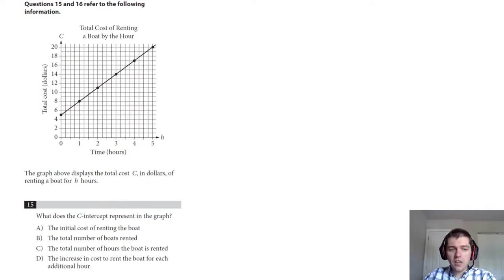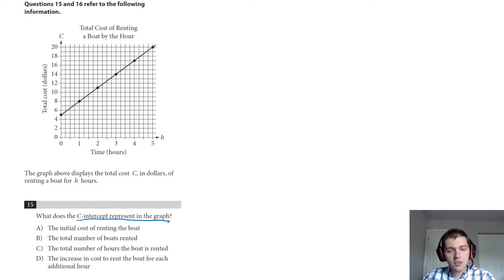Okay, question 15. They give you a graph, but always jump to the question first. What are they asking for? What does the c-intercept represent in the graph? And they give you a list of options. And you can sort of look at intercept is almost always the initial condition, right? So, and you can confirm that on the graph.